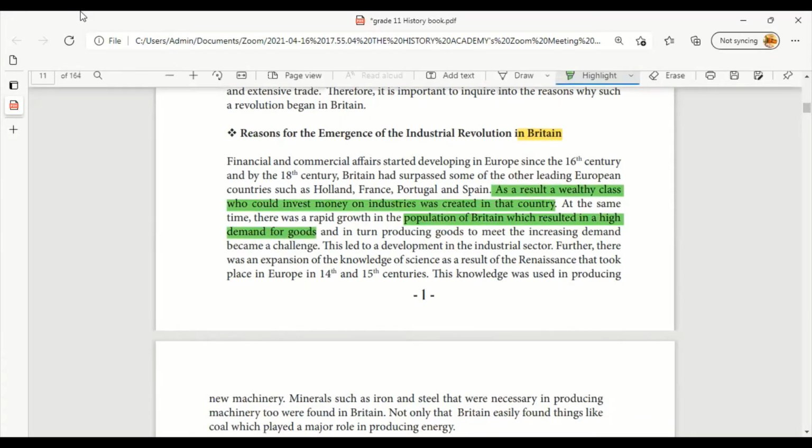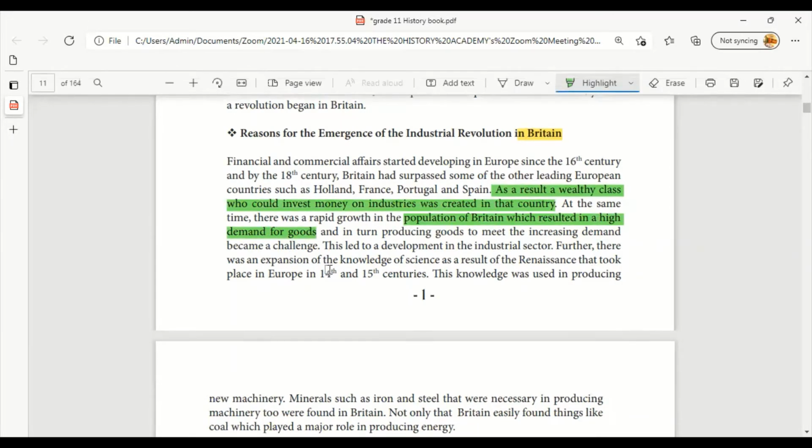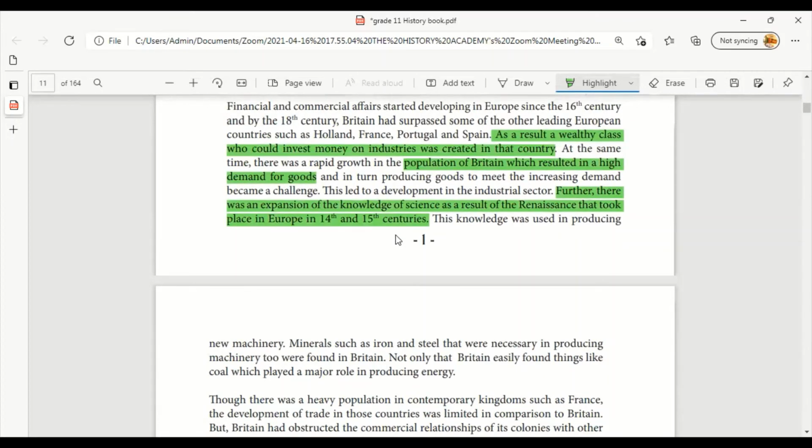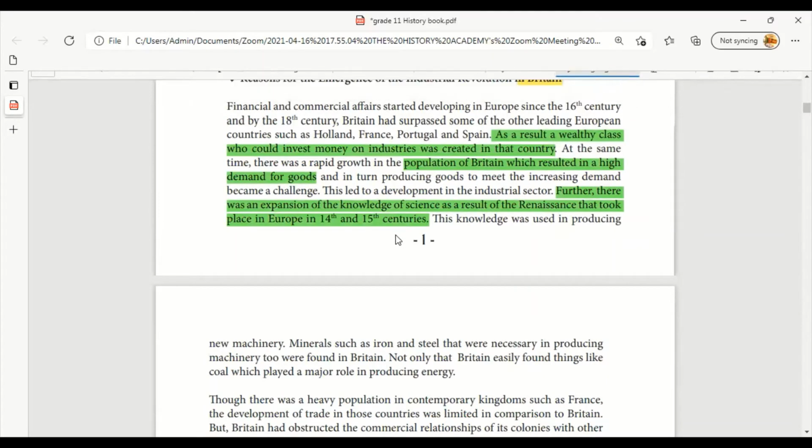And the third reason is that there was an expansion of knowledge. They had the knowledge of inventing machines. This scientific knowledge is the main reason for the beginning of the industrial revolution in Britain. There was an expansion of the knowledge of science as a result of the Renaissance that took place in Europe in the 14th and 15th centuries. This knowledge was used in producing new machinery. As I told you, this scientific knowledge is very important.